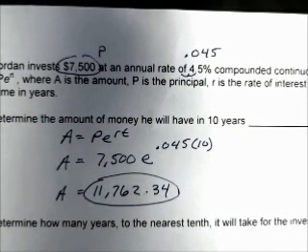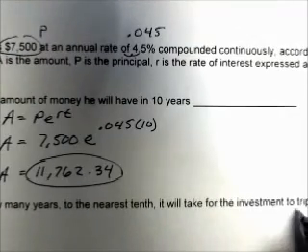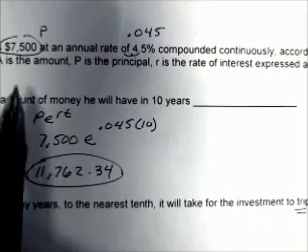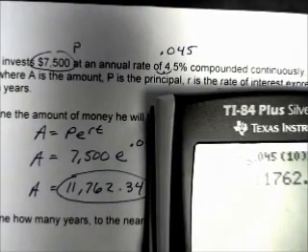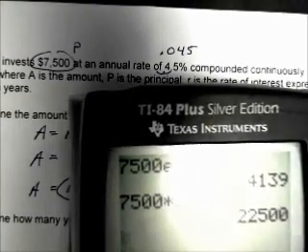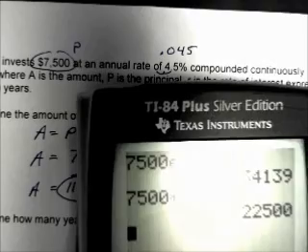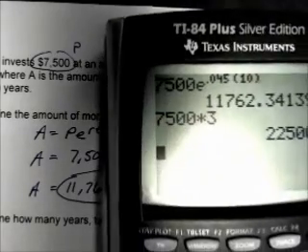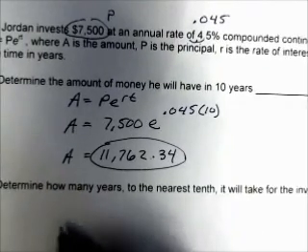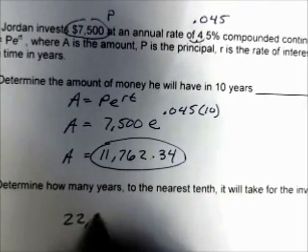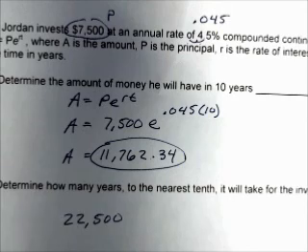Part B, determine how many years to the nearest tenth it will take for the investment to triple. Well, to triple, if we take the initial investment of $3,500 and multiply by 3, that's $22,500. So we're looking for an ending amount of $22,500. That's our capital A value.